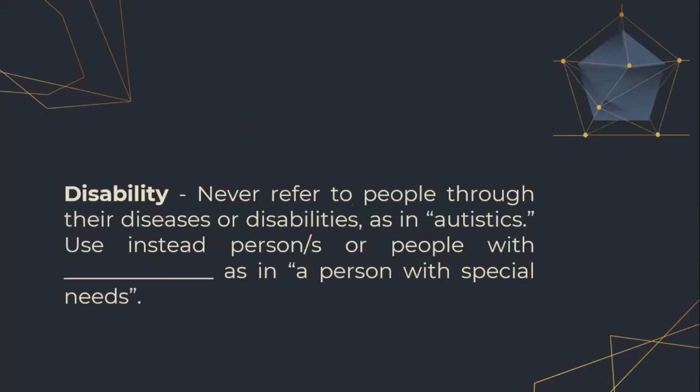Next is disability. Never refer to people through their diseases or disabilities, as in autistics. Use instead persons or people with blank, as in a person with special needs. So you have to use politically correct language when it comes to referring to persons with disabilities or persons with special needs. Never address them based on their condition since it may offend them.